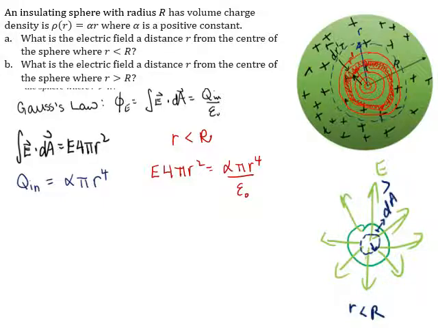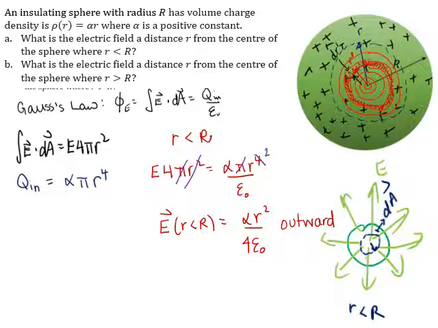Can simplify a little bit. We have a pi on both sides, so we divide through by pi and they cancel. We've got r squared on this side, so we divide both sides by r squared to leave us with r squared on the right-hand side. Now let's solve for E. E, if r is less than the radius of the sphere, is equal to alpha times r squared divided by 4 times epsilon naught. Because electric field is a vector, the direction is outward, radially outward.